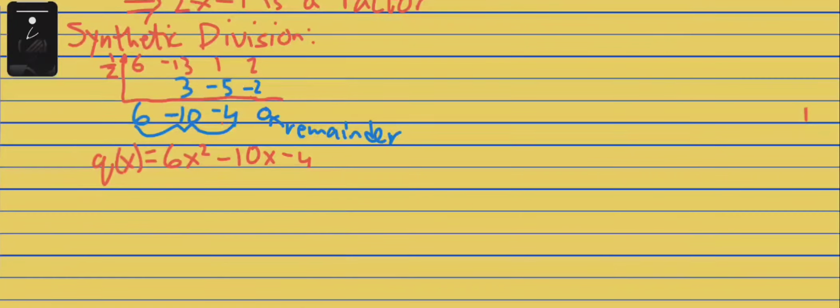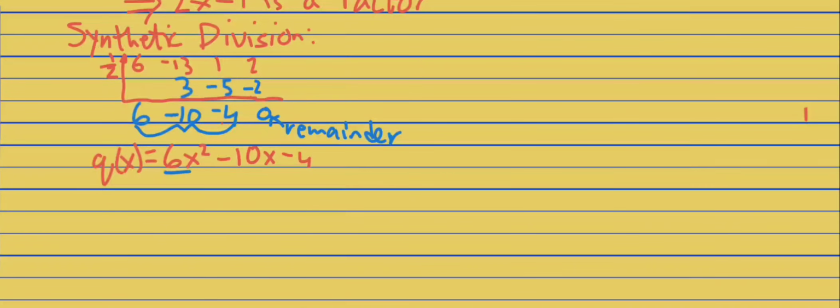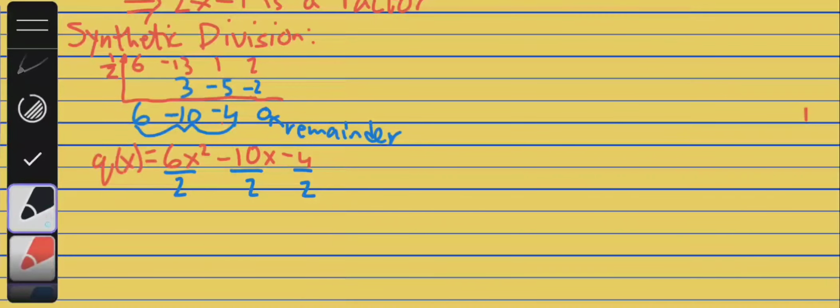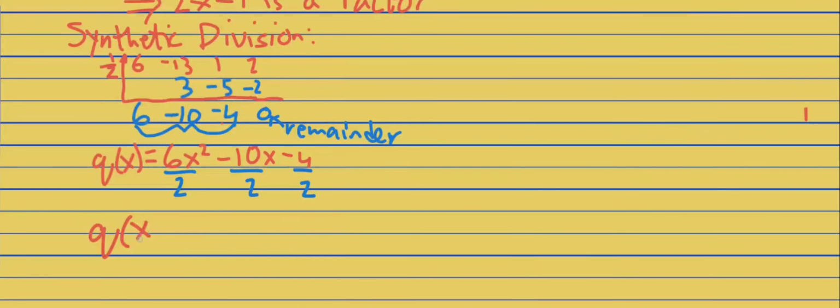So my quotient is not just 6x squared minus 10x minus 4, but rather 6x squared divided by 2, negative 10x divided by 2, and negative 4 divided by 2. So my final quotient is going to be 3x squared minus 5x minus 2. All right?